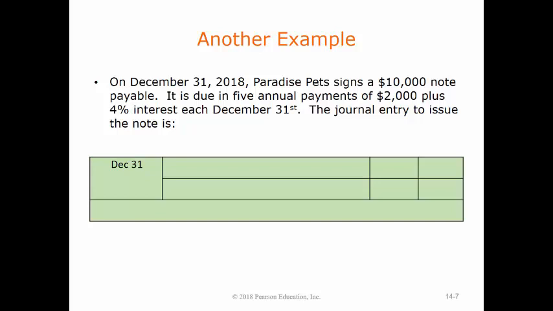Receipt of cash. Well, they're receiving the cash, so we're going to debit cash for the amount of cash being received, which is $10,000. It's a $10,000 note. And then we're going to credit the liability to put it on the books, which is notes payable, also for $10,000, when we receive cash in exchange for signing a 5-year note.